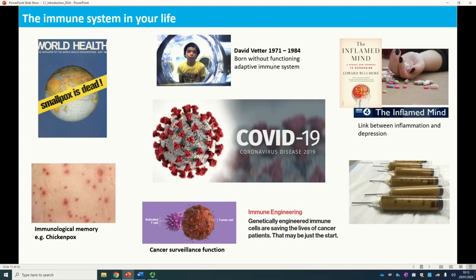And then we have this here. Does anyone know what this is? We've got some syringes that are filled with a rather strange-looking brown liquid. Anyone want to hazard a guess at what that is? Anyone? It's actually poo. So we're thinking here about fecal transplants, and the link here is the microbiome.